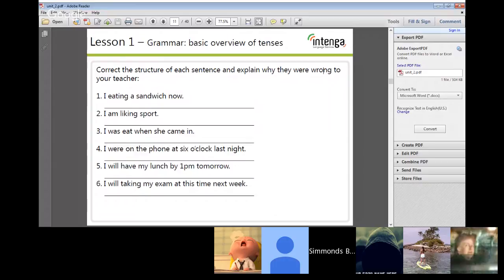Well, now on to number 4. It says, I were on the phone at 6 o'clock last night. Do we need to change, add, subtract here? I were on the phone at 6 o'clock last night. I was. Okay, good. Yeah, instead of were, it's I was. And so why? Because if I were said so, it would be conditional.